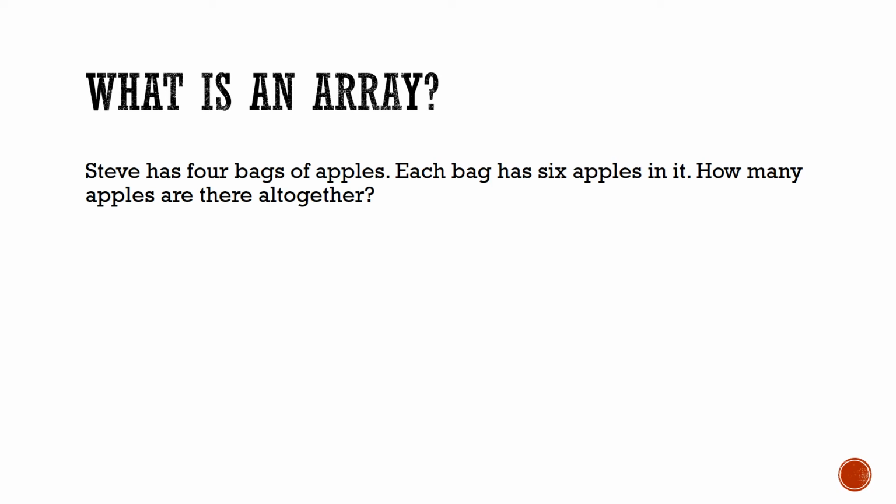So, what is an array? Let's figure that out by taking a look at a multiplication story problem. Steve has 4 bags of apples. Each bag has 6 apples in it. How many apples are there altogether? Okay, 4 bags of apples, there's my grouping factor. That's my number of groups. How many apples do I have in each group? Well, 6 apples in each bag. So there's my each factor. So in this problem, I have 4 groups times 6 in each group.